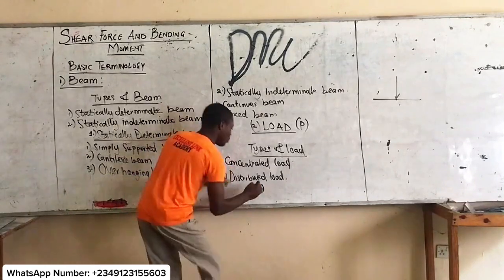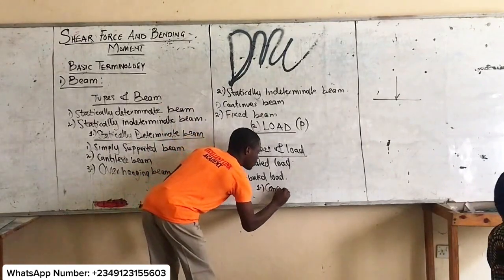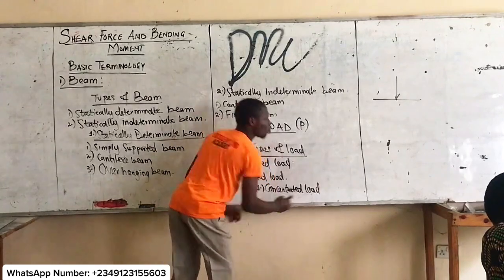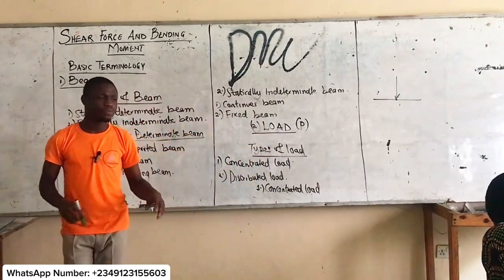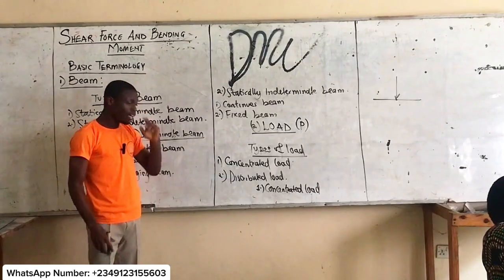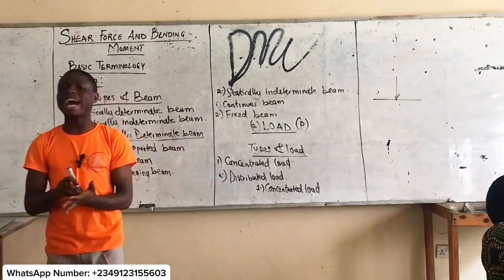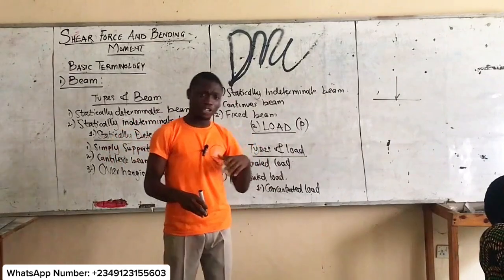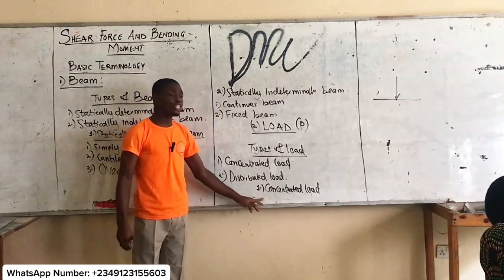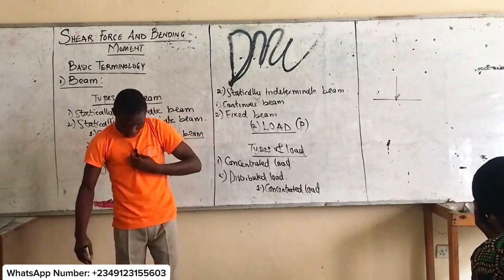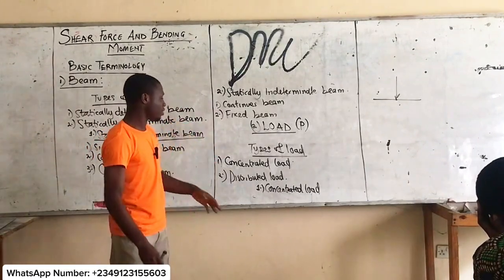Definition for the first one. This is also called point load. It's simply a load that acts at a point. Point load. Load at the point. That's the definition. It's simply a load that acts at a particular point. That's what it is.